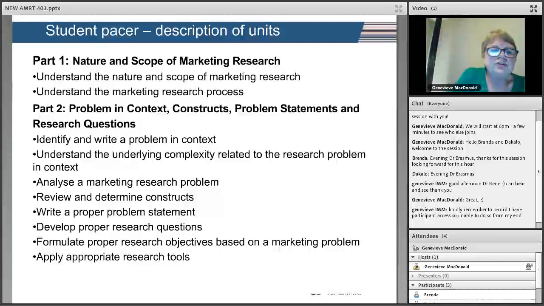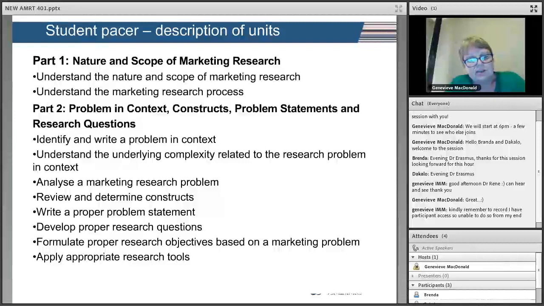So what you need to do under this section 2 is be able to identify and write the problem in context, to understand the underlying complexity of the research problem and context. What we mean here is that very often it's like you going to a doctor and saying, okay, I've got a headache. There are so many factors that can play a role in this headache. We actually have to go deeper and find out what exactly is causing the headache. Same with the research problem. So it's the underlying complexity that we're talking about here.